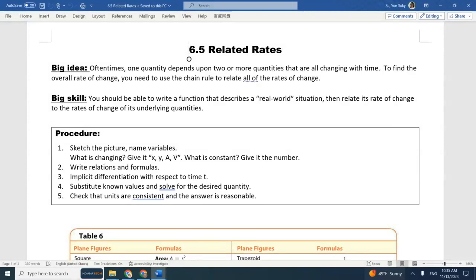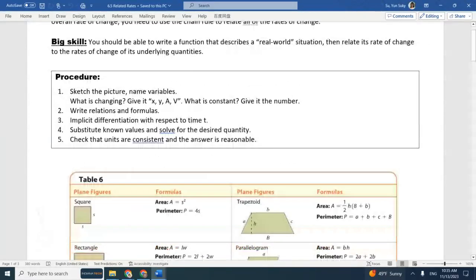So if your quantity is increasing, then you know the rate is going to be positive, right? If your quantity is decreasing, then your rate is going to be negative. Right, everybody? So use this criterion to check whether the answer is reasonable.